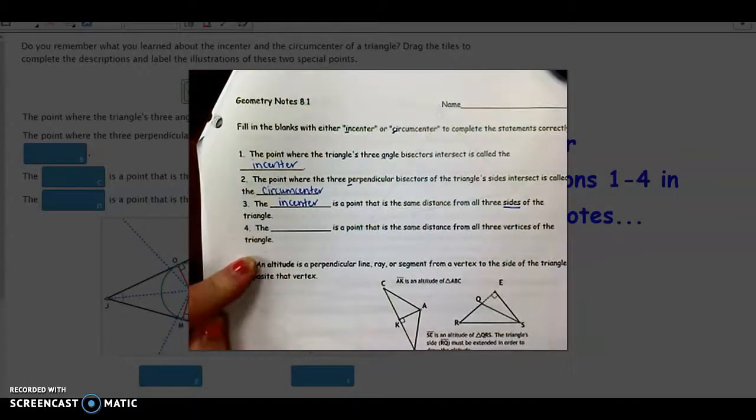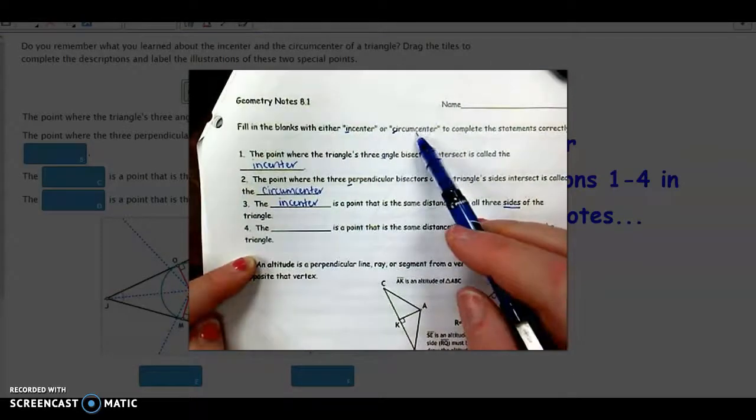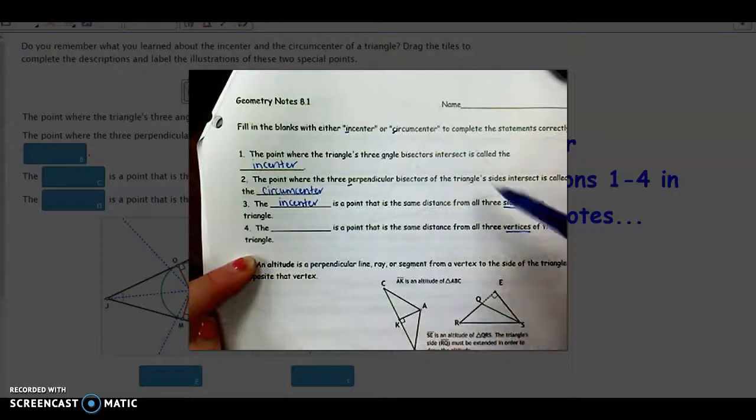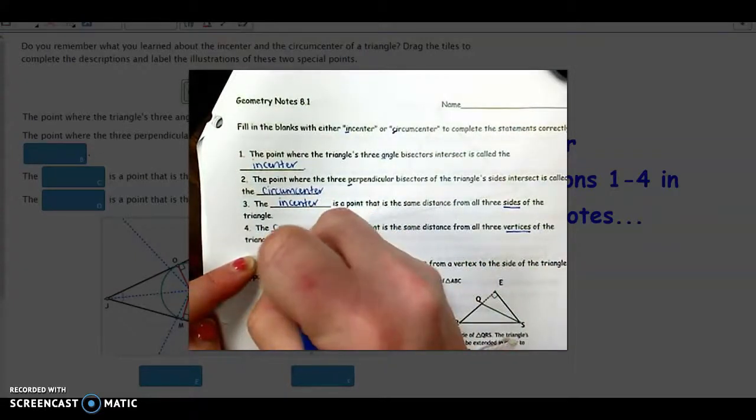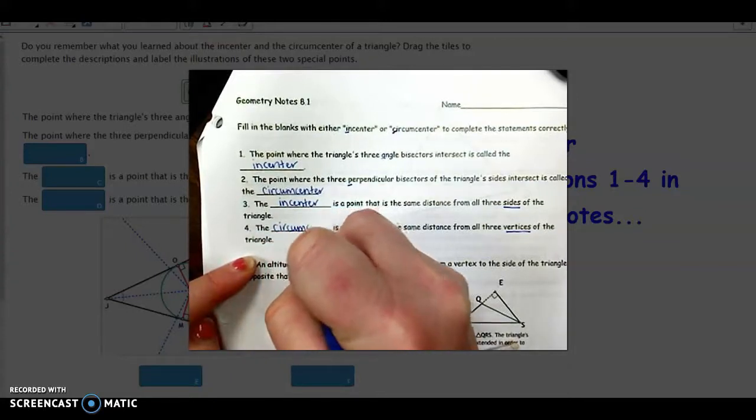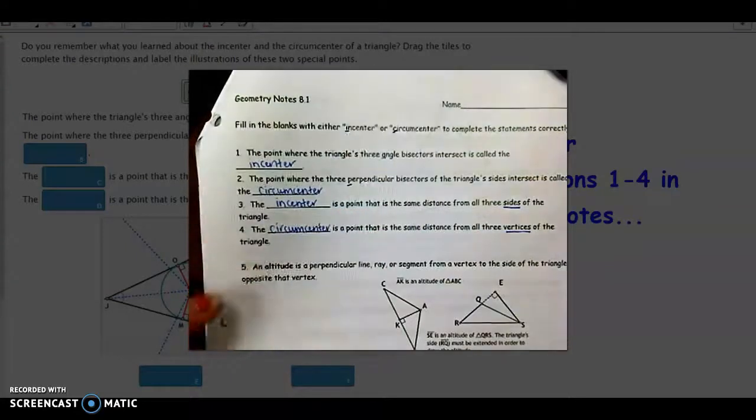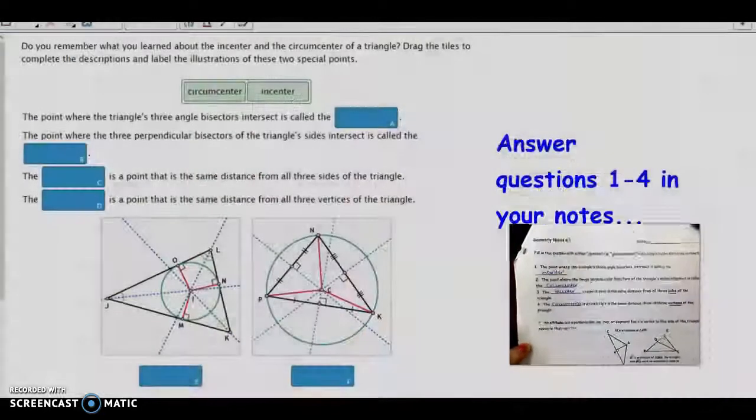So which one is the point that's the same distance from all the vertices? Remember, the circumcenter is the center of the circumscribed circle, which goes through all 3 vertices. So it's the circumcenter, which is equidistant from the vertices.